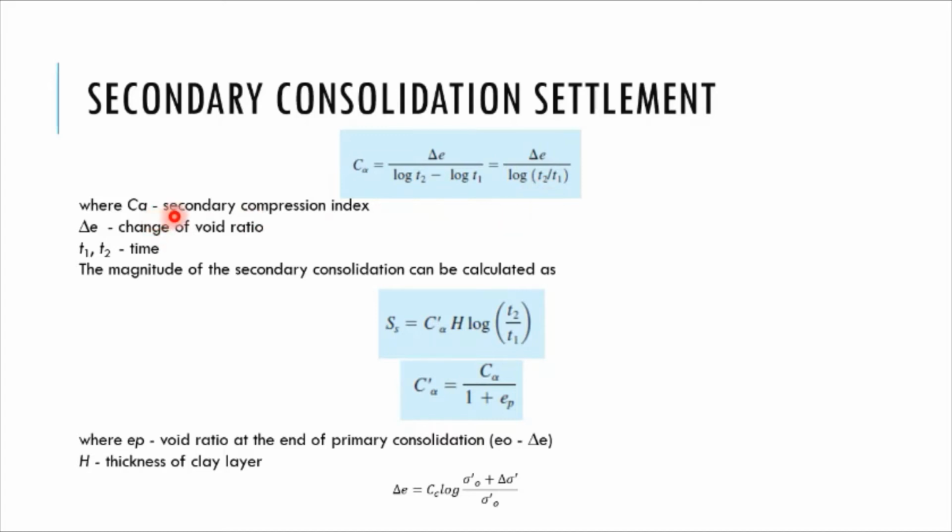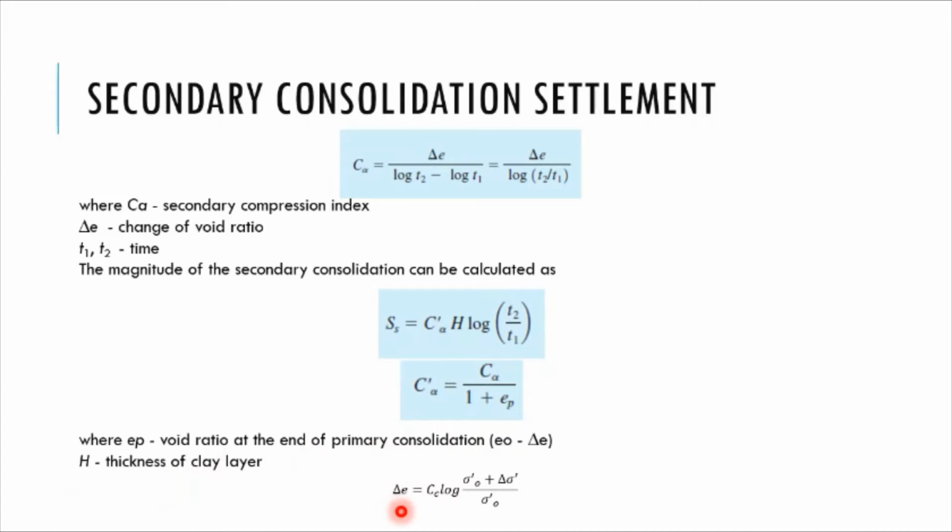Where C alpha is the secondary compression index. Change in e is the change of void ratio. T sub 1 and t sub 2 are the time. And the magnitude of the secondary consolidation can be calculated as C prime alpha H logarithm of t sub 2 over t sub 1, where C prime alpha is equal to the secondary compression index, C alpha, over 1 plus ep. What is ep? It's the initial void ratio at the end of primary consolidation, or eo minus change in e. And H is the thickness of the clay layer.